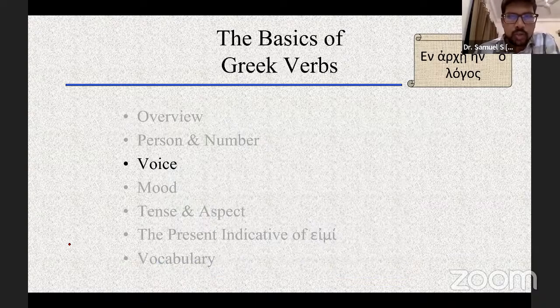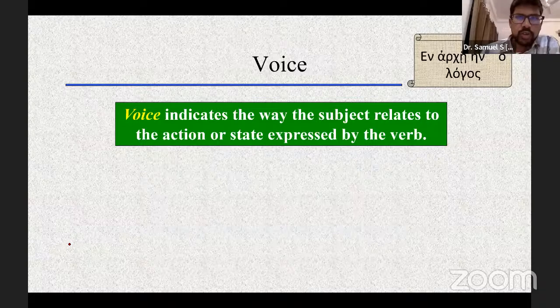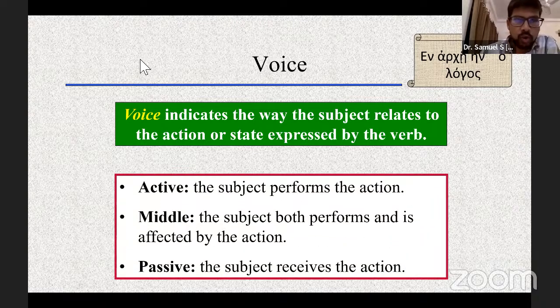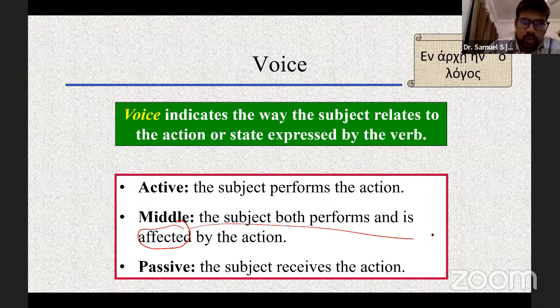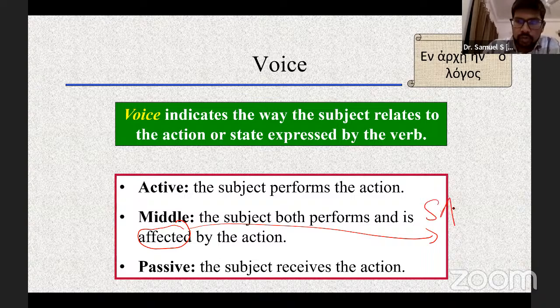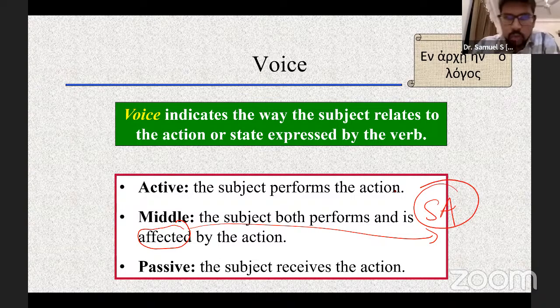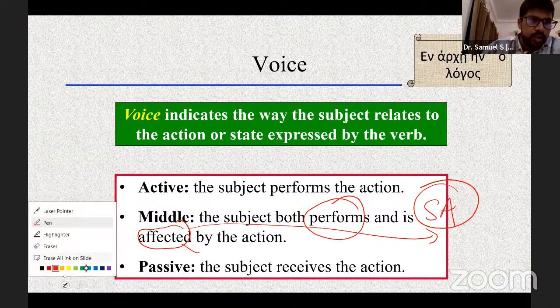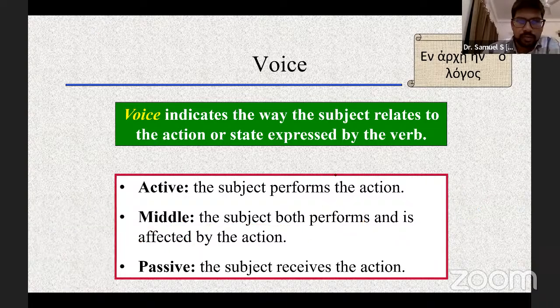Greek verbs and even English verbs have the idea of voice. Voice indicates the way the subject relates to the action or state expressed by the verb. Active voice, the subject performs the action. Middle voice, the subject both performs and is affected by it. This is the most important term, right? We've dwelt on it. Subject affectedness. In middle voice, the subject both performs the action and is affected by the action. And in passive voice, the subject is the one receiving the action.